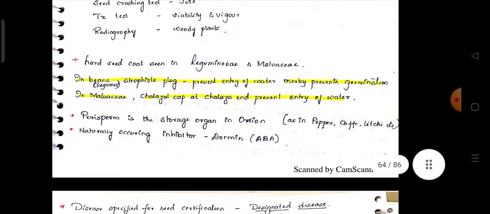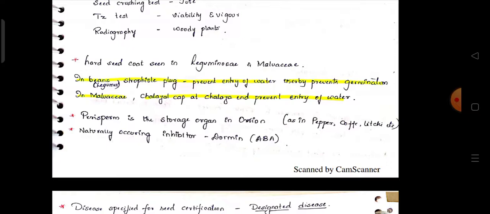Hard seed coat is seen in Leguminosae and Malvaceae. In beans, the strophiolar plug prevents entry of water into the embryo, thereby preventing germination. In Malvaceae, the chalazal cap at the chalazal end prevents entry of water. This also you should remember, 2 points. Perisperm is the storage organ in onion, that is also observed in pepper, coffee, lychee, etc.